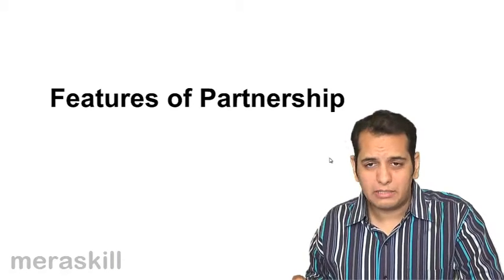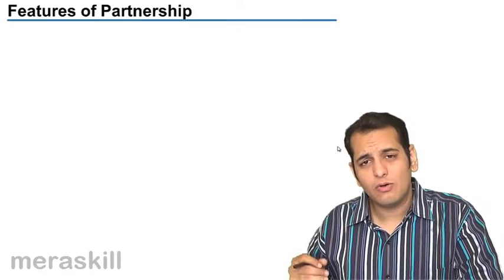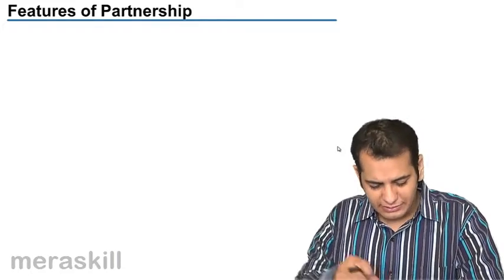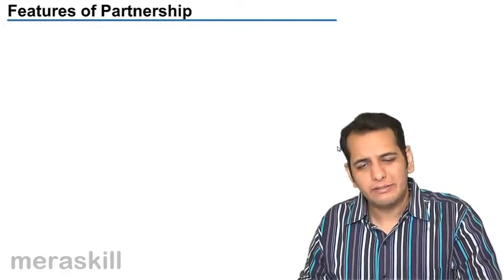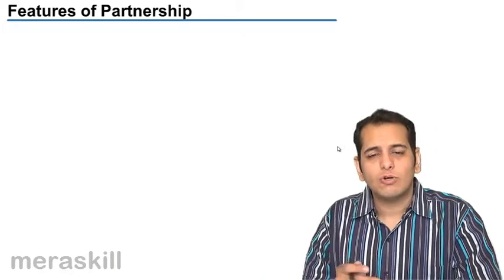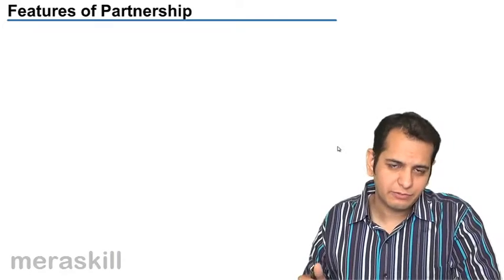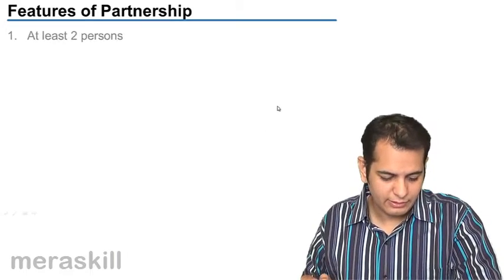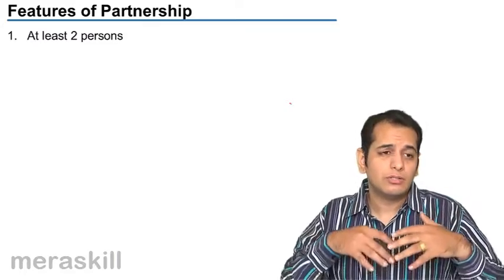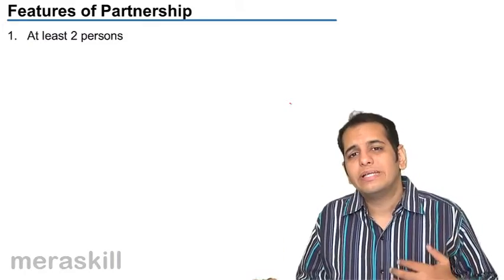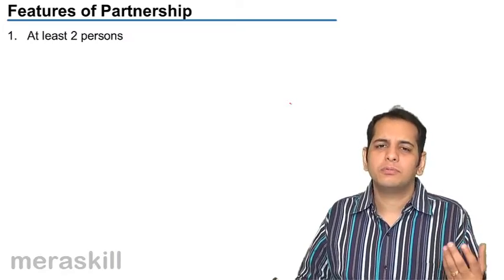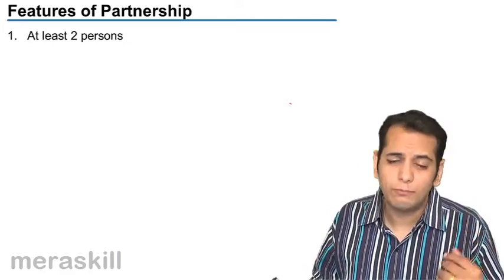Features of partnership. Now these are almost the same features that we've done. I mean, these are derived from the definition itself. So you'll find it almost like a repetition of the definition. So let's see. First is at least two persons. I've already explained to you that to form a partnership, you need at least two persons. One person cannot form a partnership. That is a sole proprietorship.